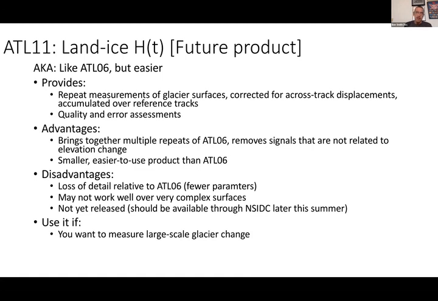The disadvantages are the loss of detail relative to ATL06, and it may not work as well over very complex surfaces. And of course, the main disadvantage is it's not released yet. We expect to have this out sometime this summer. You can use this one to measure large-scale glacier change.